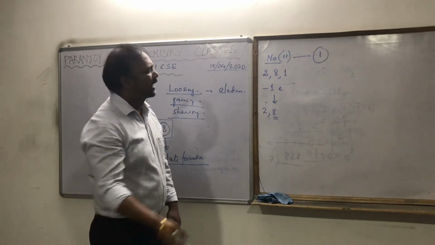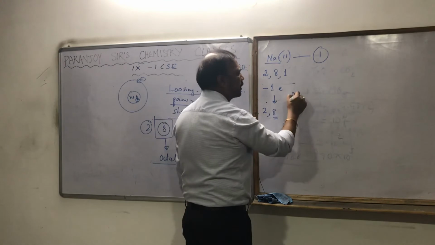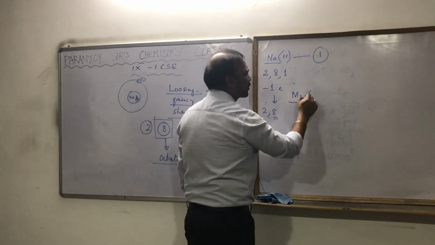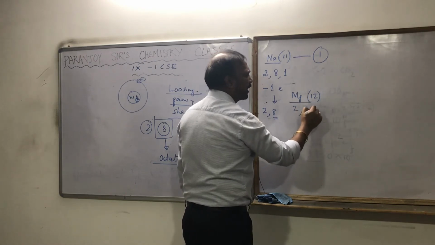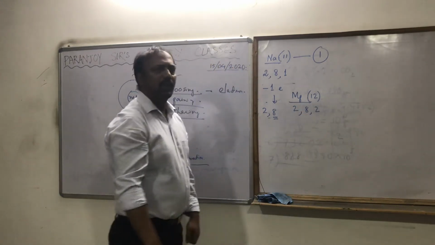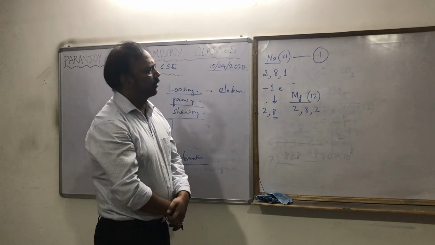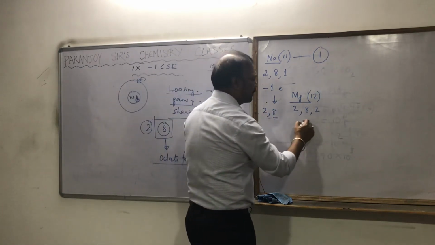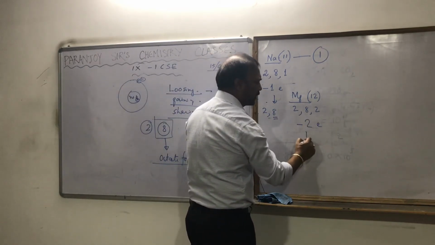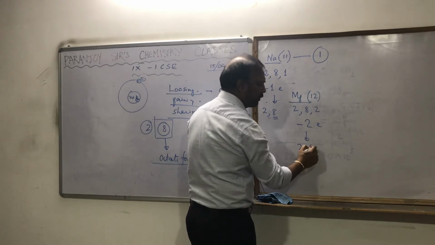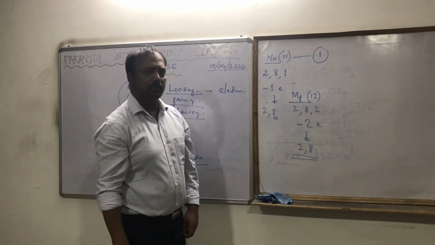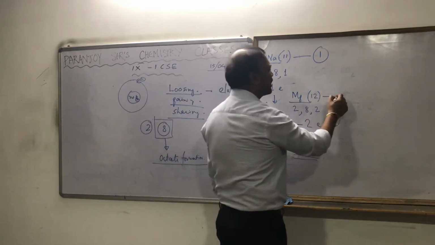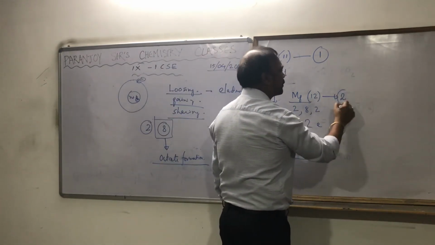Clear? Magnesium. What is the electronic configuration of magnesium? It has got 12 electrons. So it's 2, 8 and 2. Tell me, how many electrons it will lose? It will lose 2 electrons, minus 2 electrons. If it loses, then it is becoming 2 and 8. Again stable configuration. So how many electrons it is losing? It is losing 2 electrons. So what is its valency? Its valency is 2.